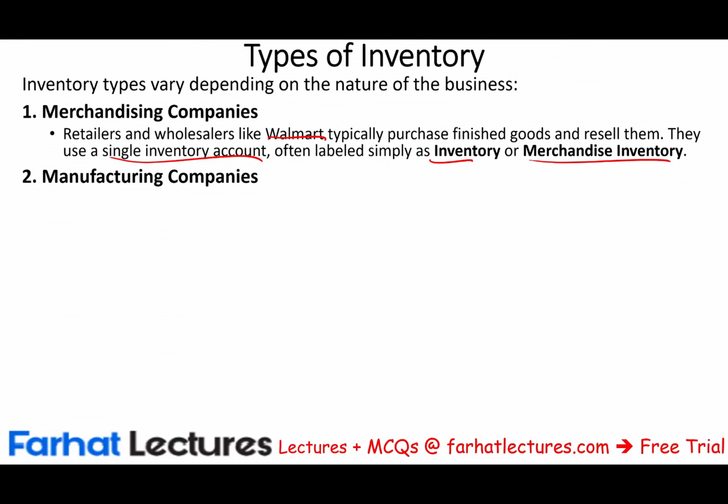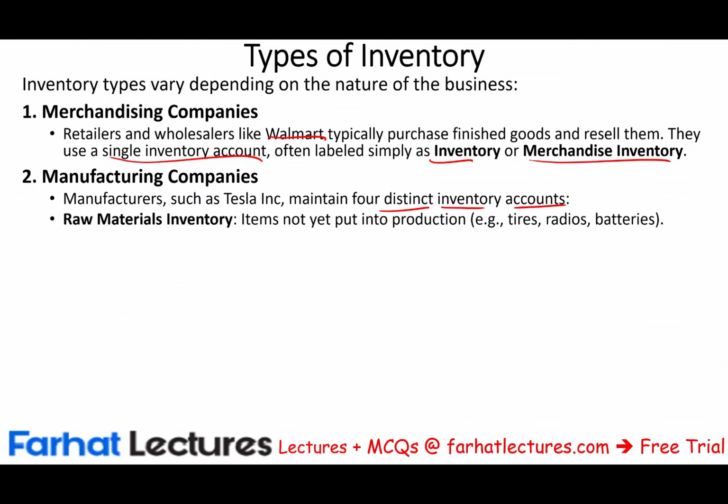For a manufacturing company, let's assume Tesla, they maintain, for example, 4 distinct inventory accounts, such as raw material inventory. Raw material inventories are items that they did not put in production yet. Like what? Like the tires for the car, when they're still tires sitting in the storage room. Radios, they don't use radios, but let's assume computer radios, or sensors.